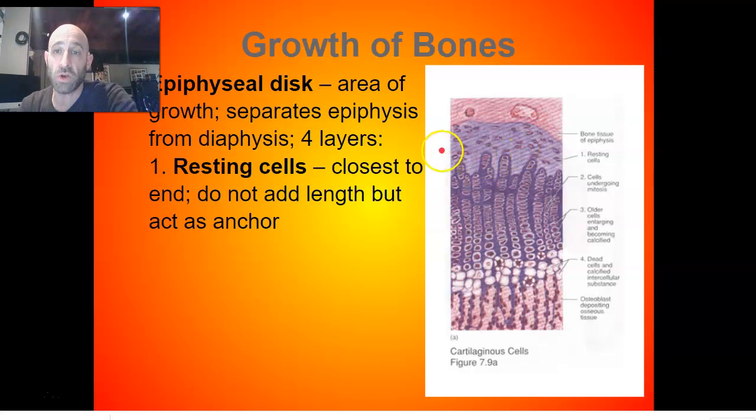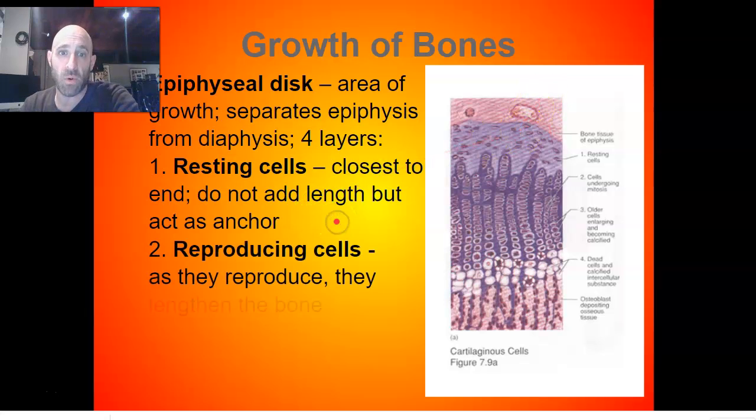And we'd be in big trouble. So the resting zone is made up of hyaline cartilage, and it is not really doing anything other than anchoring the epiphysis to the diaphysis. The second zone is a lot more active. This is called the zone of proliferation or the reproduction zone.